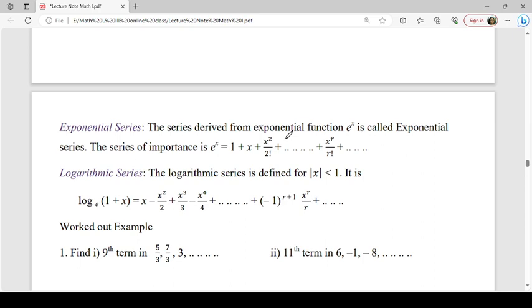Then exponential: e is an irrational number, its value is about 2 point something. When we take logarithm, the base is e, and the series for e to the power x is given by this. So e to the power 1, or the number e, is 1 plus 1 plus 1 by 2 factorial plus 1 by r factorial, etc., etc.